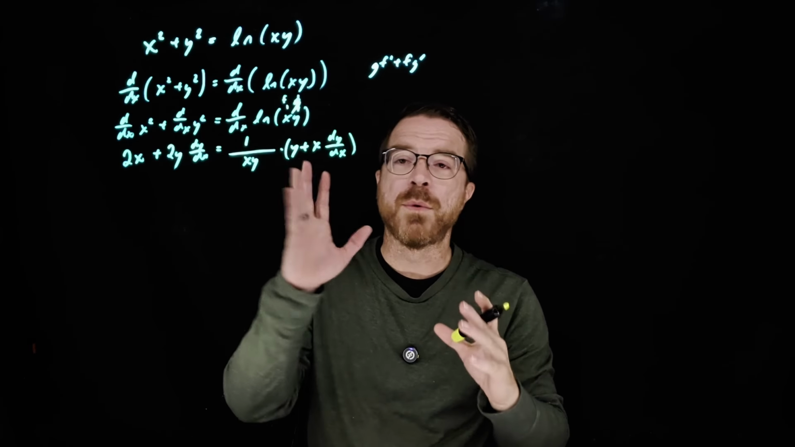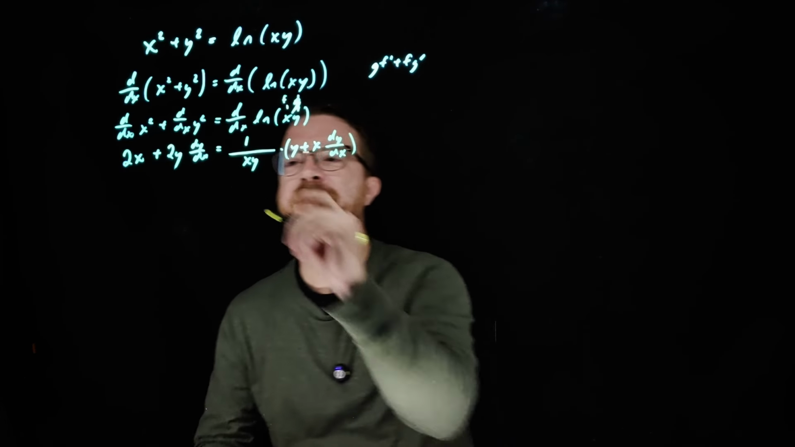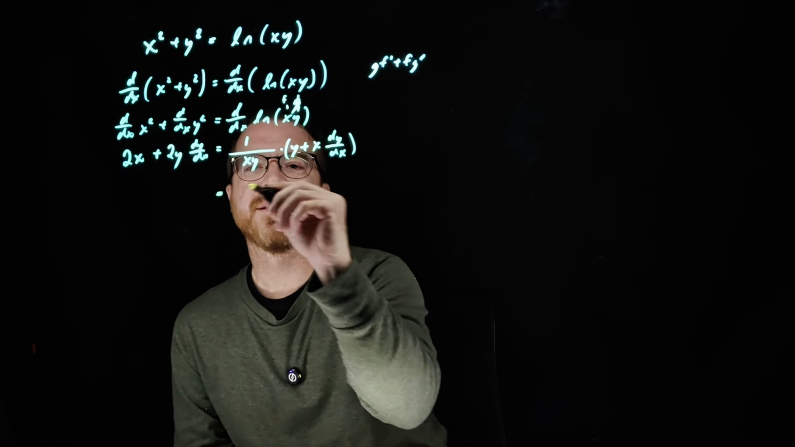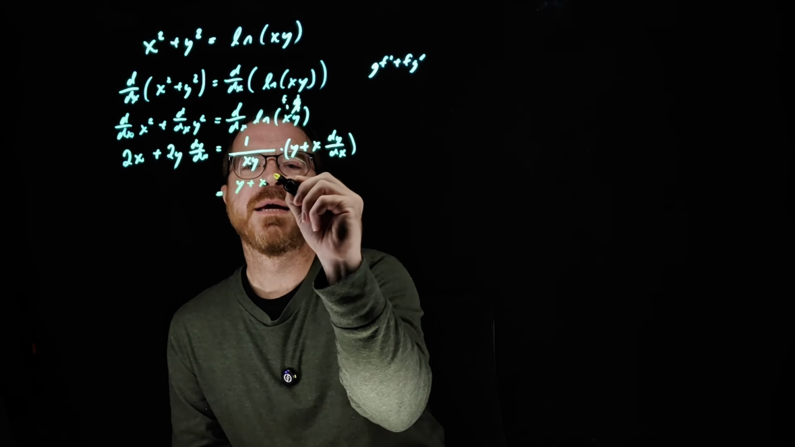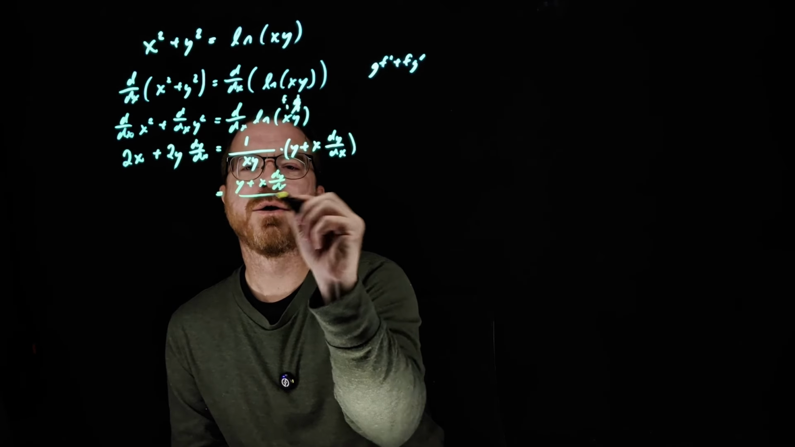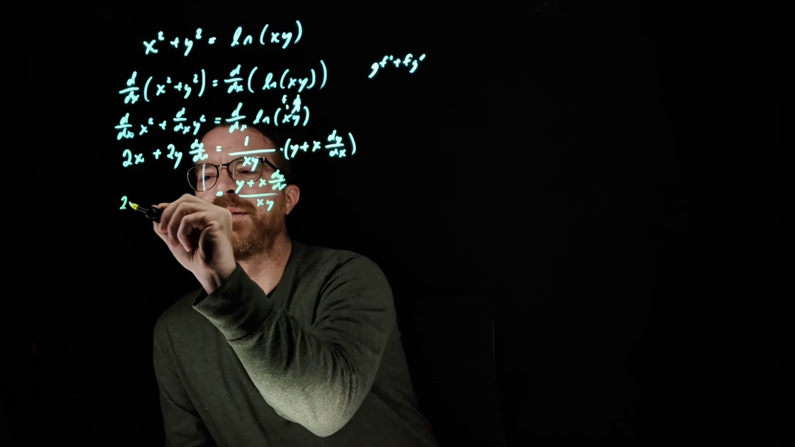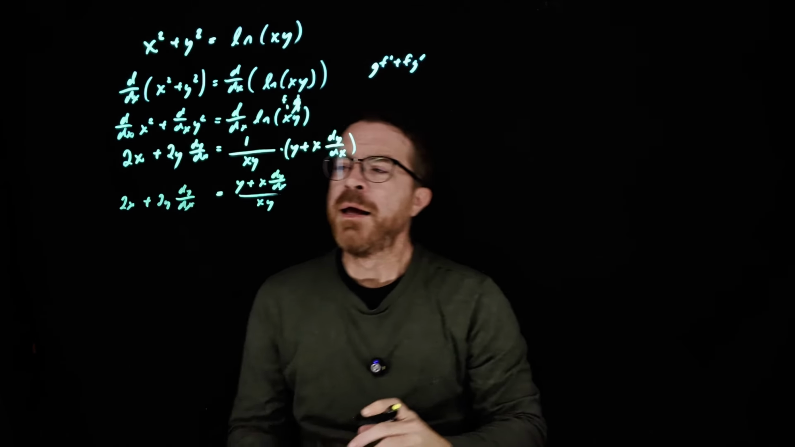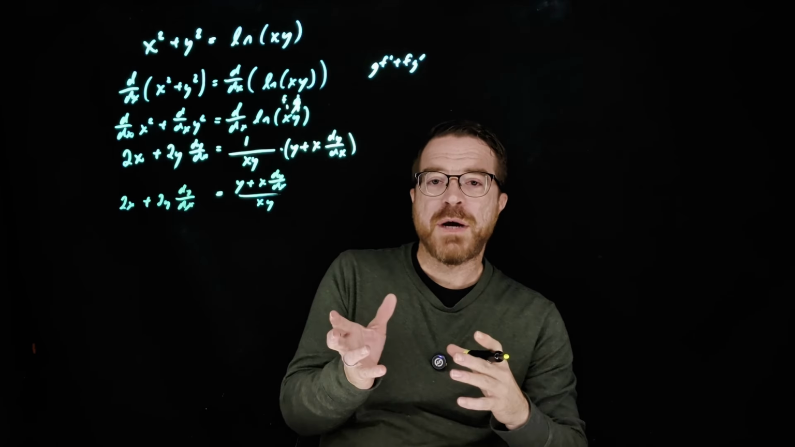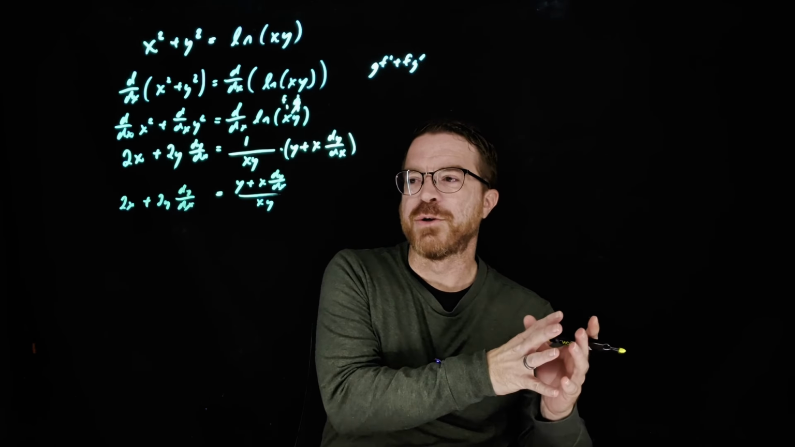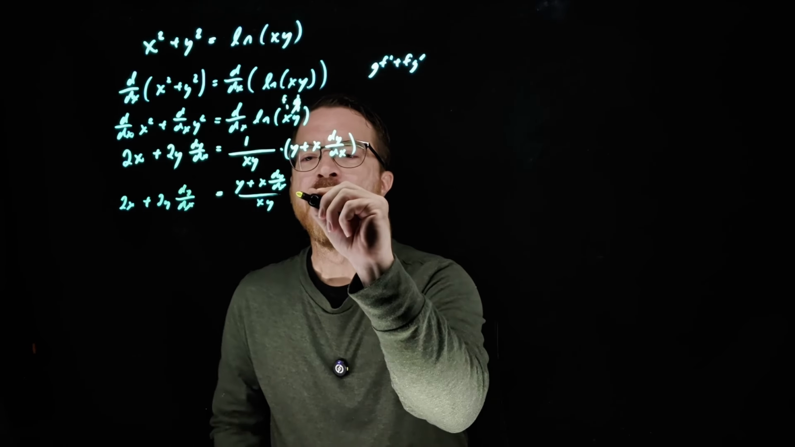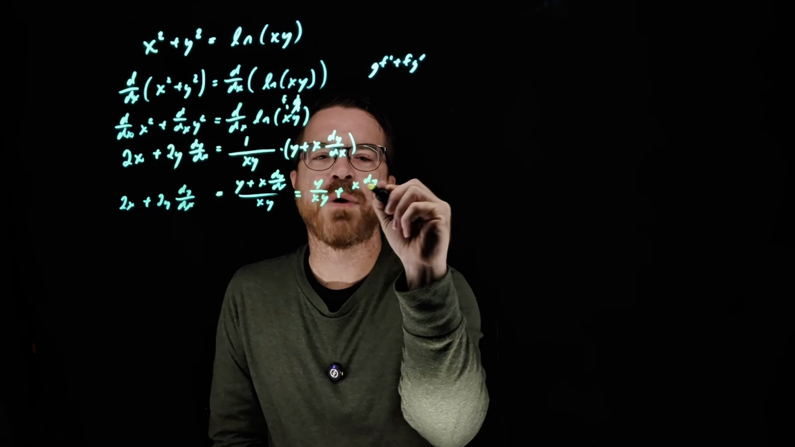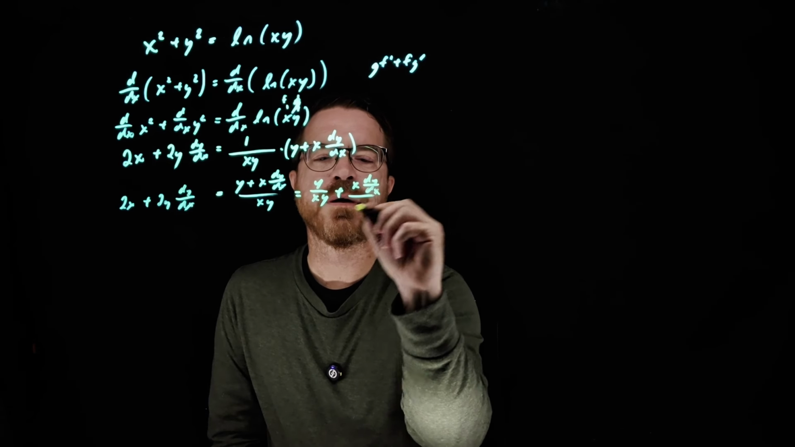Okay, so now what we're going to do is, if you consider, because it's 1 over xy times this, this is the same thing as saying (y plus x dy/dx) over xy. And this equals 2x plus 2y dy/dx. So the next thing we need to do is get our dy/dx terms to one side and our non-dy/dx terms to the other side. So I'm going to actually split this one. So it's going to be y over xy plus x dy/dx over xy.